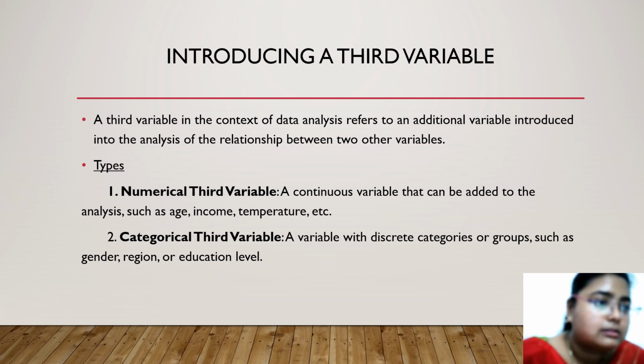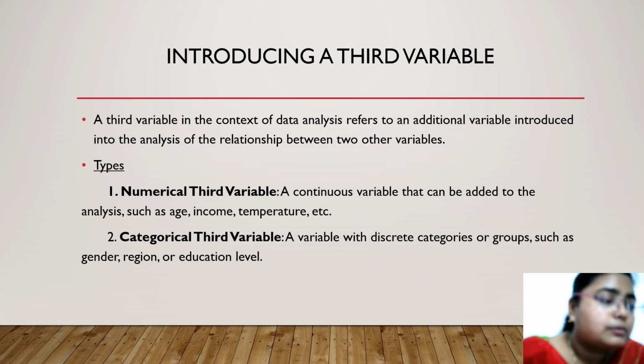in data analysis. So as it is shown in the screen, the definition is: a third variable in the context of data analysis refers to an additional variable introduced into the analysis of relationship between two other variables. Now these third variables are of two types. One is numerical, the other one is categorical.